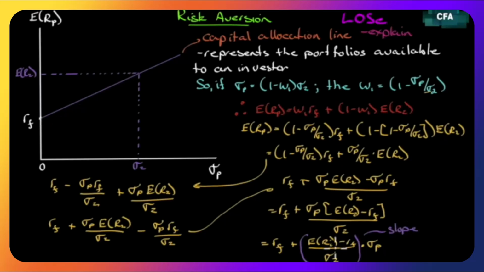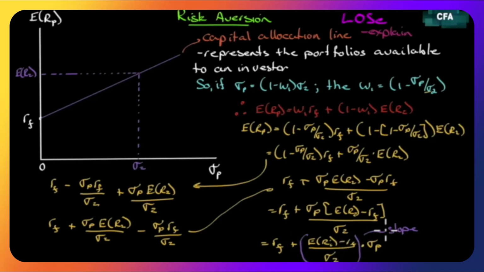So our slope is, what's our numerator? Our numerator is the return on the market minus the risk-free rate. You'll recognize that as the equity risk premium. So it's the equity risk premium, adjusted for risk. Well, what does that mean when we adjust something for risk? That's a Sharpe ratio in there. So it's the risk-free rate plus the Sharpe ratio on the market multiplied by the standard deviation of the portfolio. That is the slope of this line.